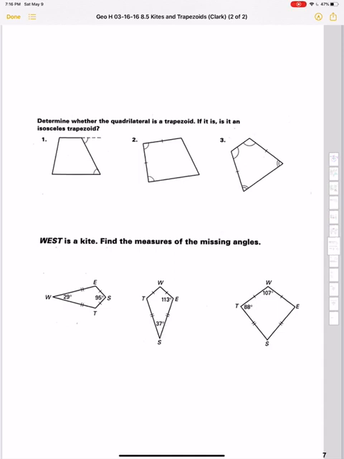Hi Geometry! This is the continuation of our lesson on kites and trapezoids. So we're going to start with a couple warm-up problems just to refresh what we learned in the last class on trapezoids and on kites.